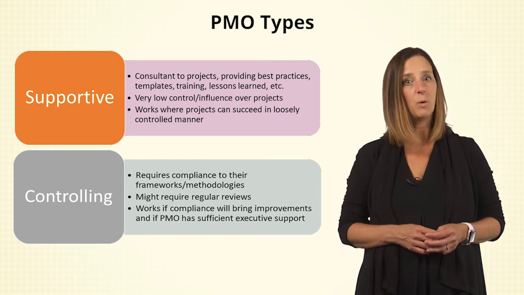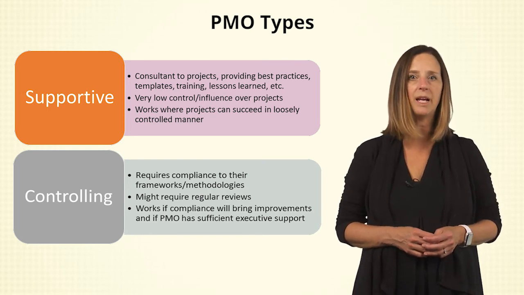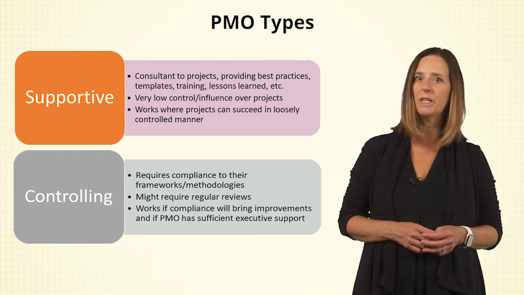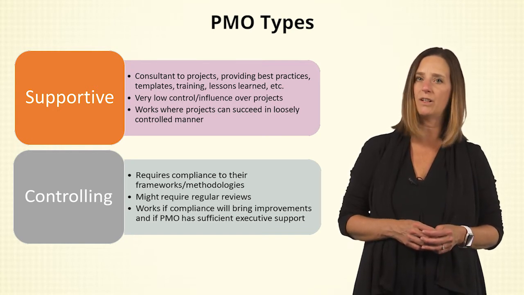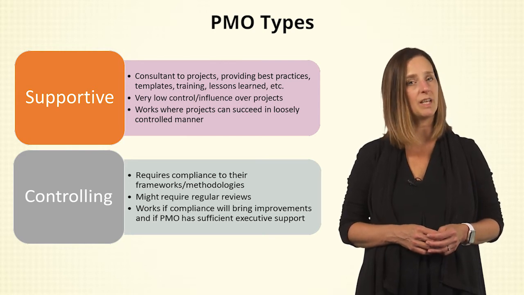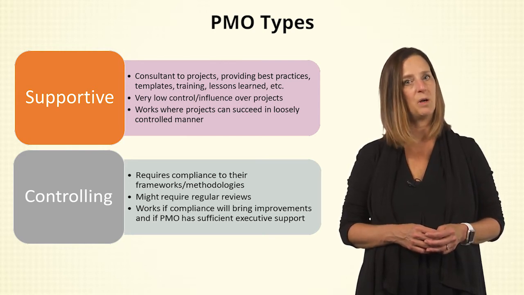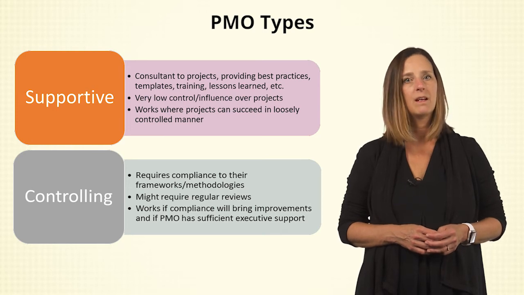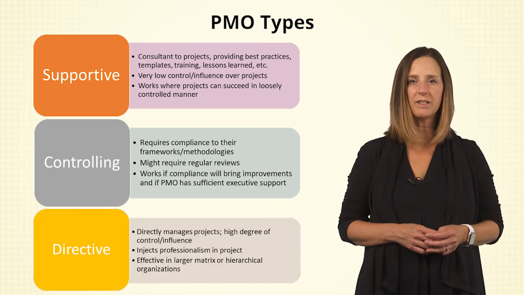This works if: 1. There is a clear case that compliance with PMO controls will bring improvements in the organization and how it executes on projects. 2. The PMO has sufficient executive support for the controls the PMO puts in place. The third type of PMO is the directive PMO.